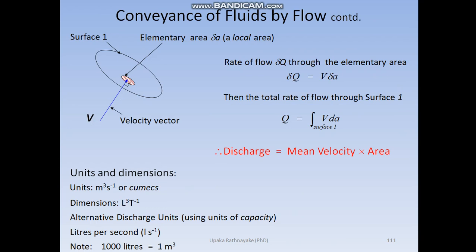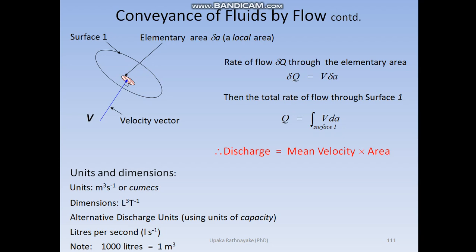Therefore, we can find the total flow rate by integrating across the area. That is, Q is equal to the areal integration over surface 1 of V dA. That comes to discharge is equal to mean velocity times area. We can find the flow rate at surface 2 as well.